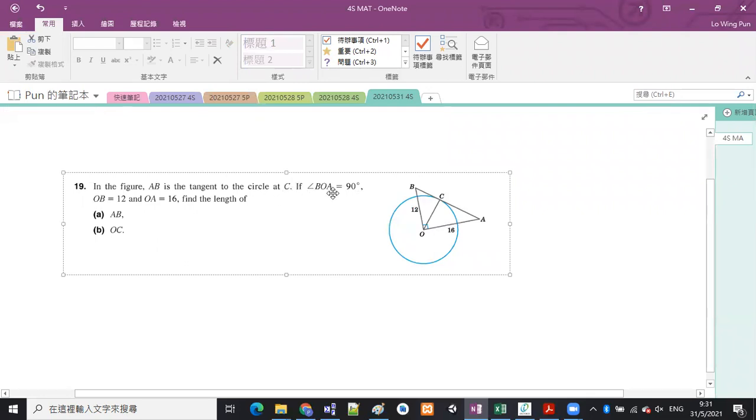Number 19. So in the figure, AB is the tangent to the circle at C. Angle BOA is 90 degrees. OB is 12, OA is 16. Find the length of AB. Part A is actually easy.